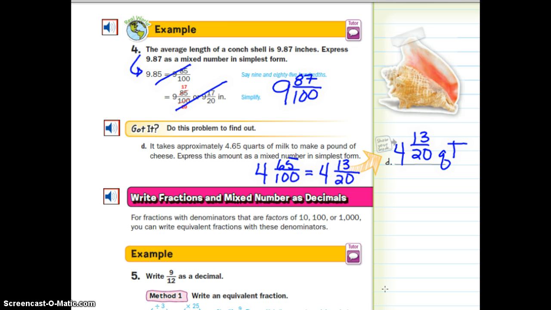Okay, so you start out with 4 and 65 over 100, and we know that 65 and 100 are divisible by 5. So we divide by 5 and we get 4 and 13/20. Remember to put your unit measure, quarts, at the end of your answer.